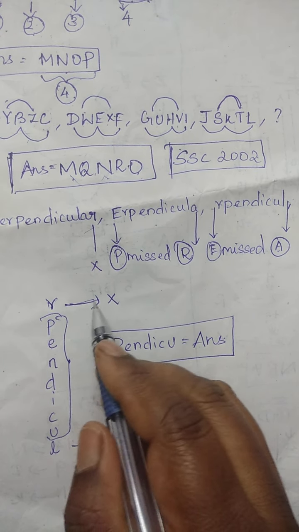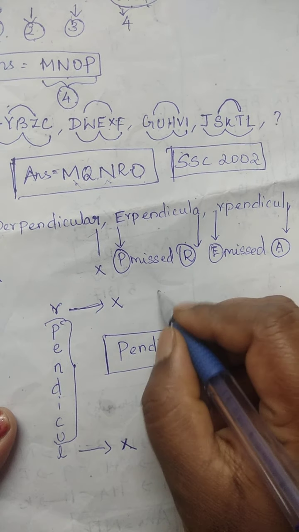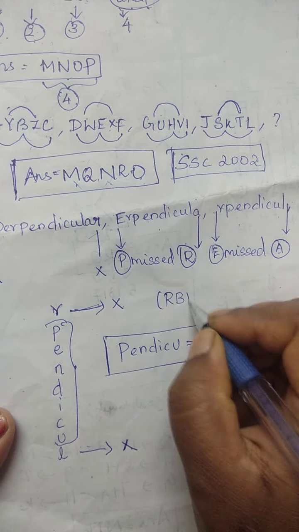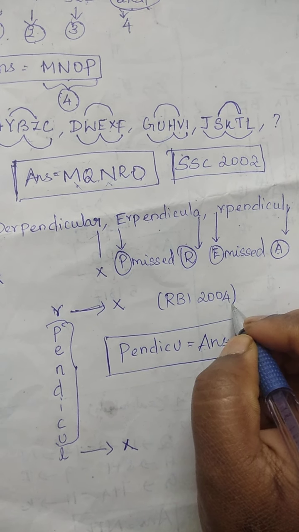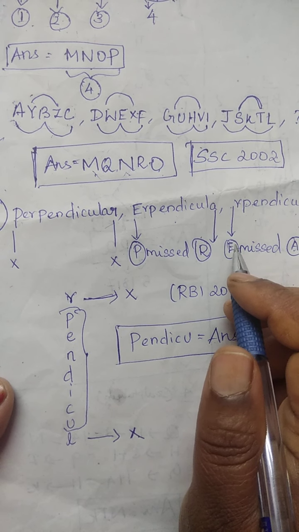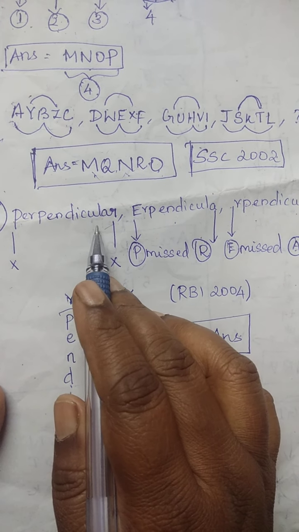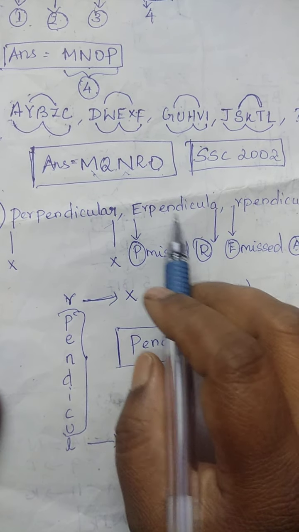Can you clear about it? If you have any doubt, please comment me. This question was asked in RBI 2004 exam. Please note down it. It's an easy sum, but the word is lengthiest. Nothing other than the difference here.